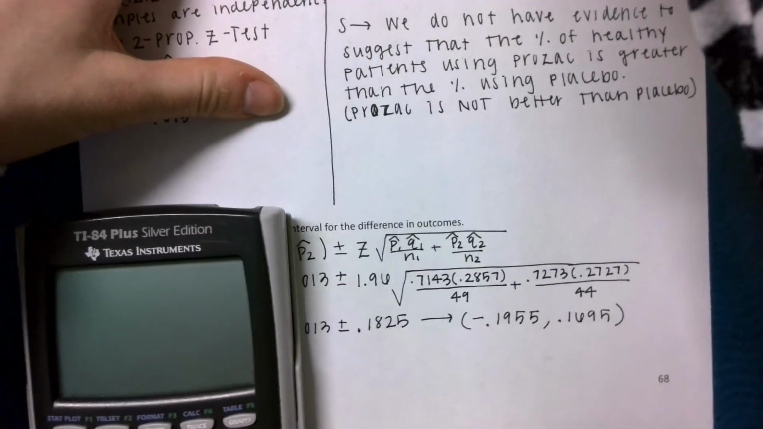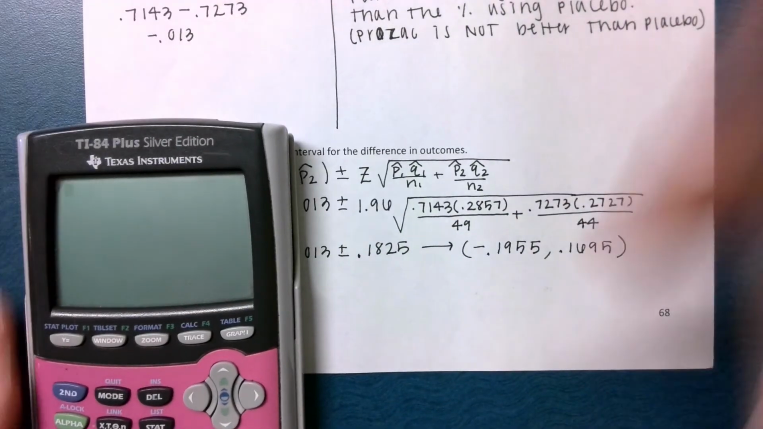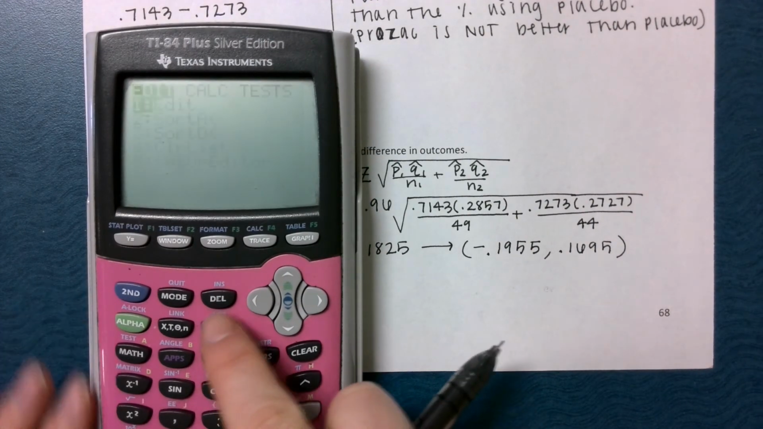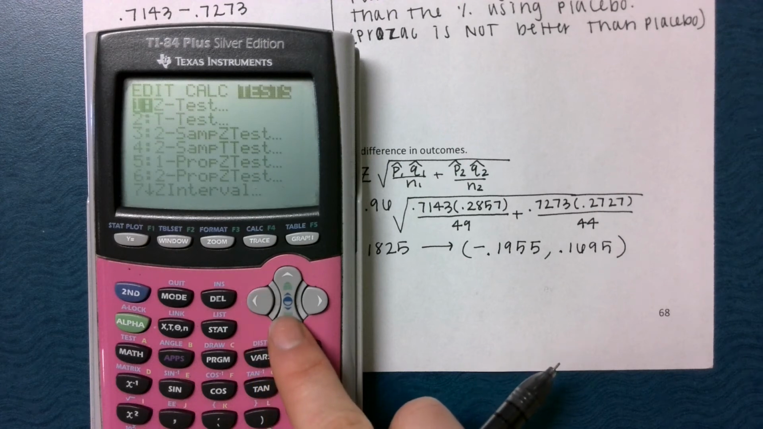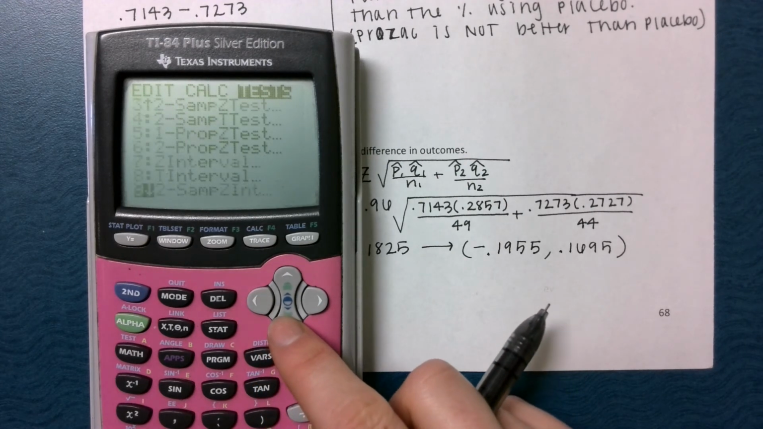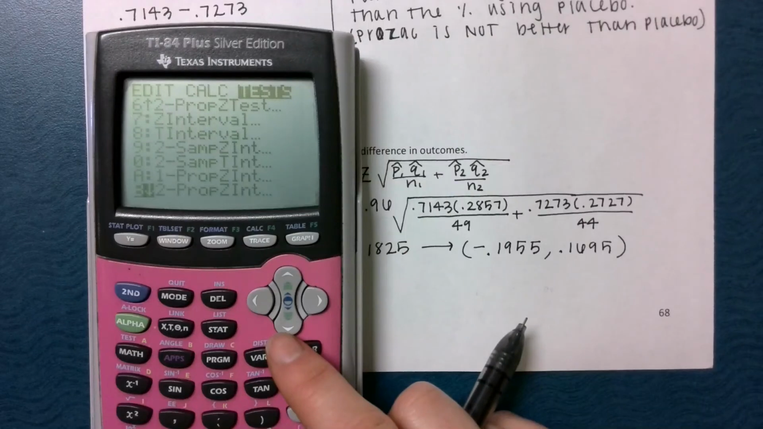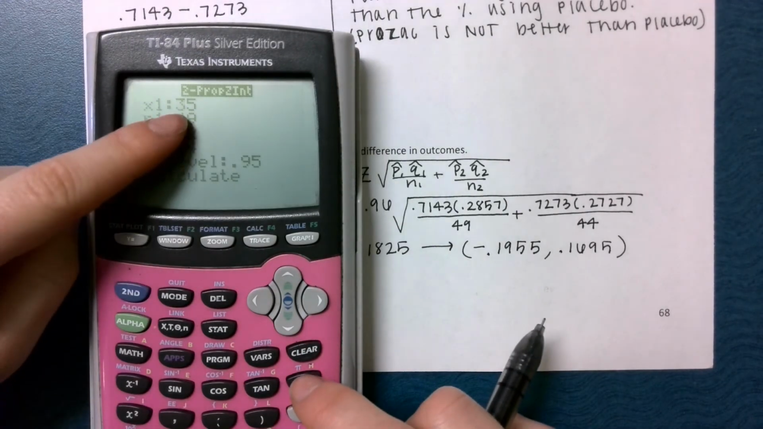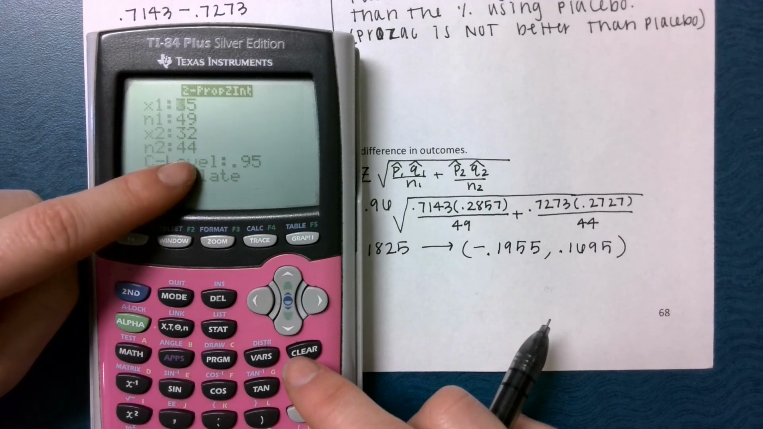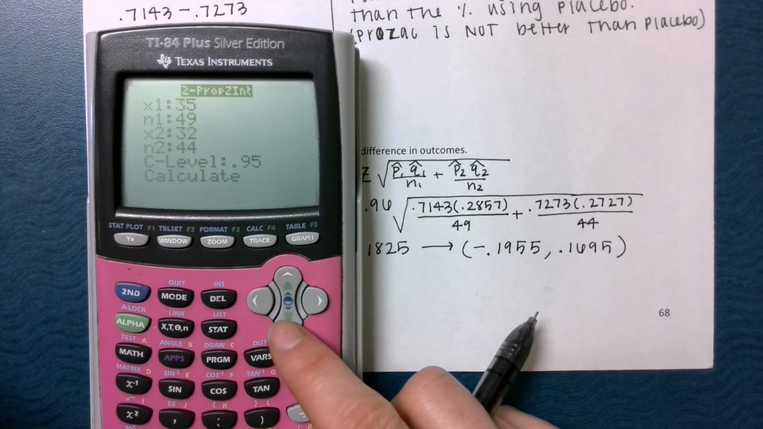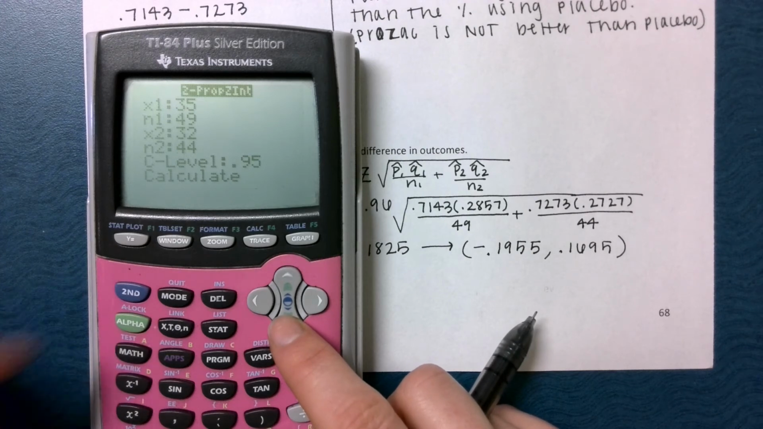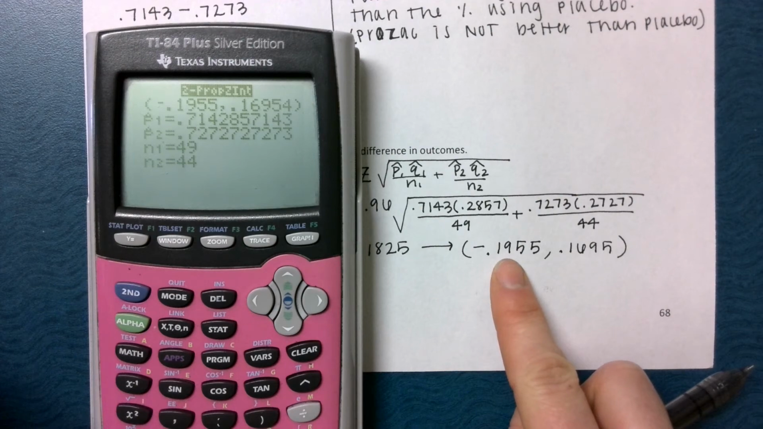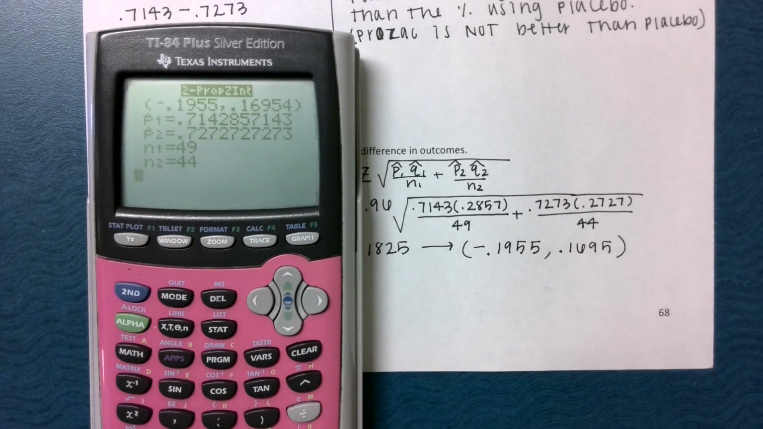Again, I like to check my work, so I'm going to use my calculator real quick to verify that this interval is correct. So I'm going to stat test. I'm looking for a 2 proportion z interval. So I have my successes, and it looks like those all saved, which is nice. And I do want 95. So it looks like we did a good job there. Matches my calculator.